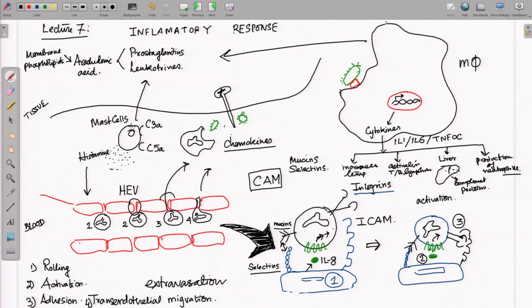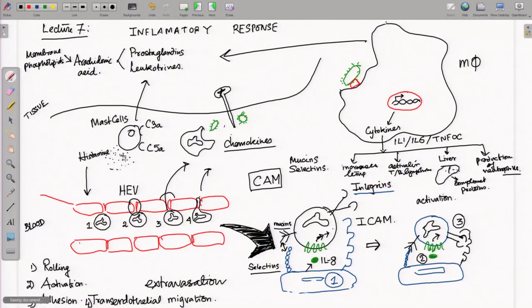At the same time, the mast cells are activated mainly by the complement cleavage products, leading to the release of histamine, and also other molecules like prostaglandins and leukotrienes, which all try to increase the vascular permeability and allow more neutrophils to migrate from the blood to the tissue, coming to the site of action and enhancing the inflammatory response.